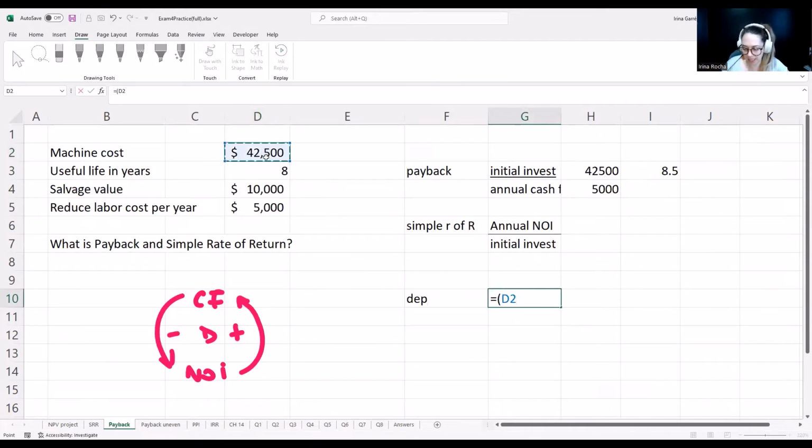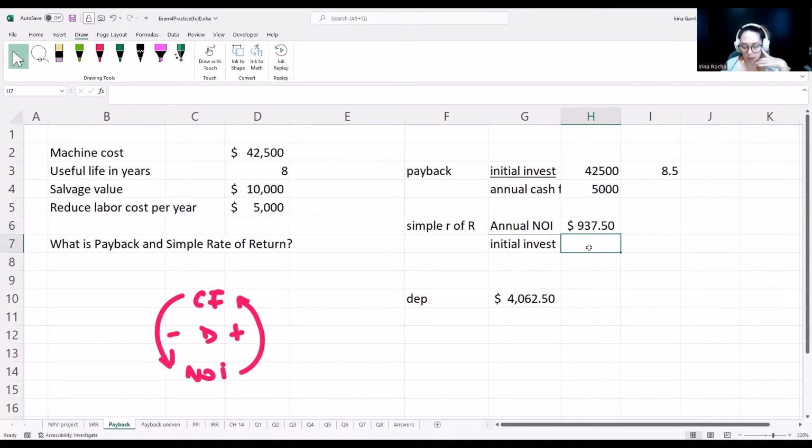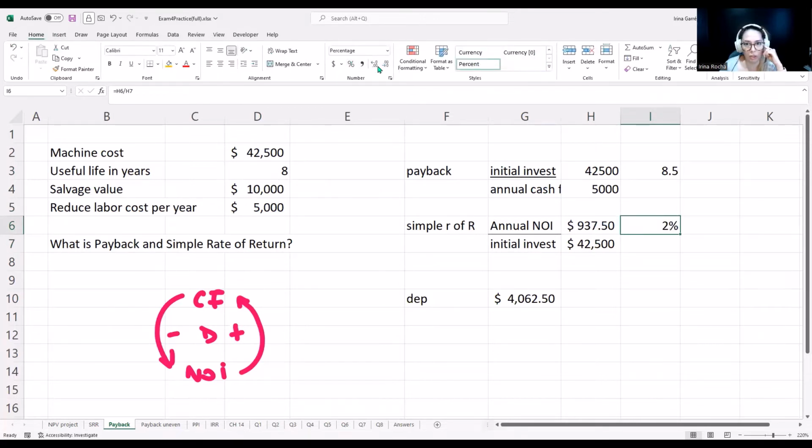I know that it cost me this, and I'm going to get back 10,000, and I have to divide that by its useful life. So that's depreciation. If I take my cash flow and subtract my depreciation, I get my annual net operating income. And I do have my initial investment. So I divide this over that, get a very small number that, if expressed as a percentage, is going to give me my simple rate of return, and that is the right answer.